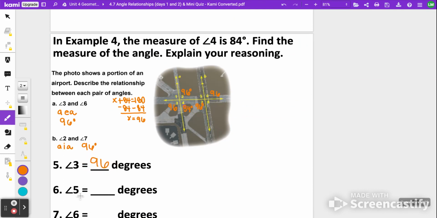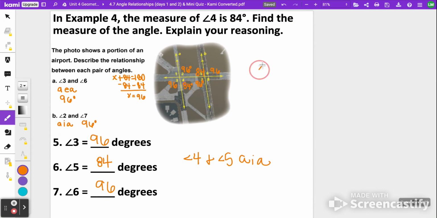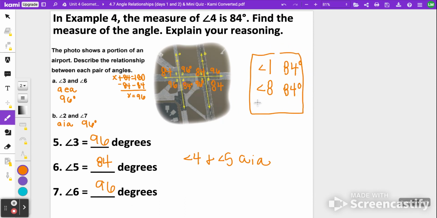Angle 5 we haven't accomplished yet, but if you notice, angle 4 and angle 5 are alternate interior angles. So if angle 4 is 84 degrees, so is angle 5. Angle 6 we've already discussed is 96 degrees. The only two we didn't get a chance to fill out were 1 and 8, so we can do those really quickly. Angle 1 would be 84 degrees because it's vertical from 4. And angle 8 is also 84 degrees because it's vertical from 5. But also, angle 1 and angle 8 are considered alternate exterior angles. Okay?